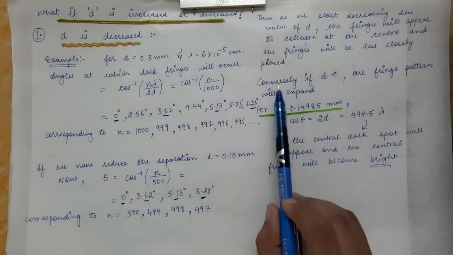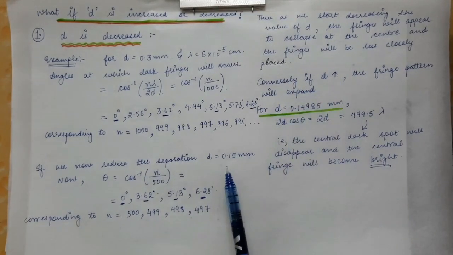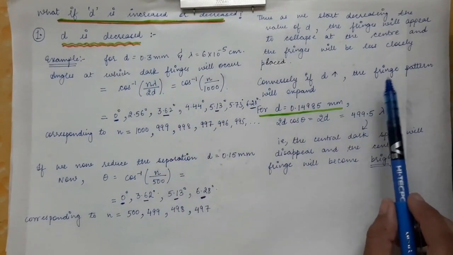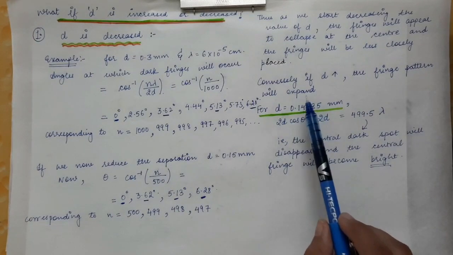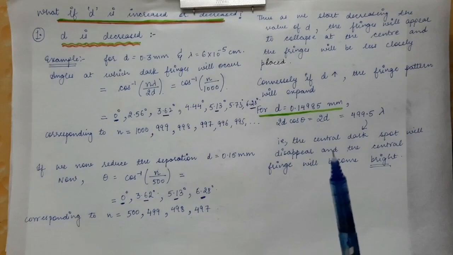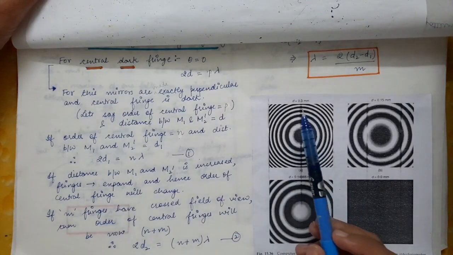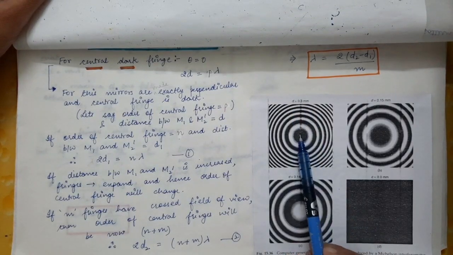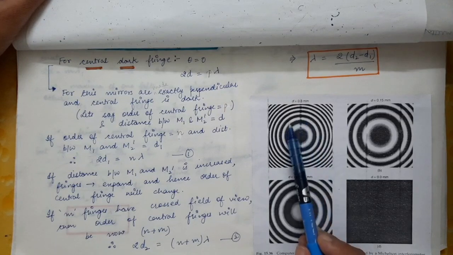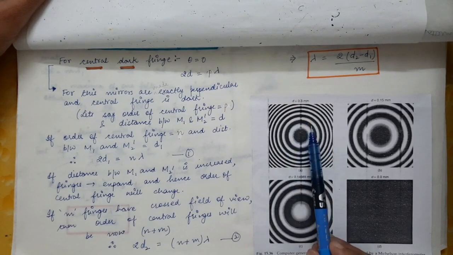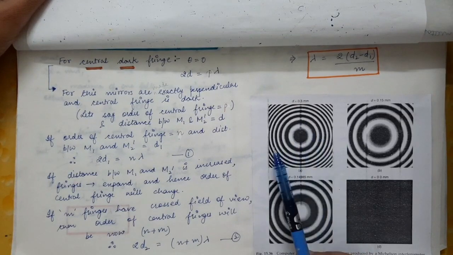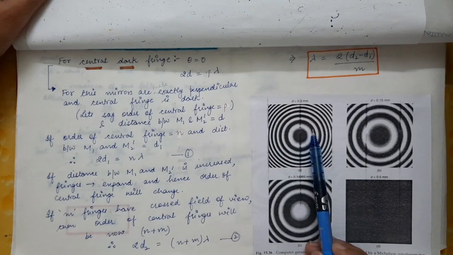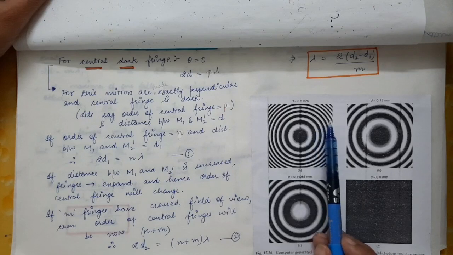And conversely, if you increase the distance, so if you go from this distance to this distance, then the fringe pattern will expand and the fringes will be more closely placed. Now this can be seen in this diagram. When D is equal to 0.3 millimeter, we can see the central fringe is a dark fringe and we have other concentric rings around the central fringe. So first will be the dark central fringe, then a bright fringe, then a dark fringe, then again a bright fringe, and so on.